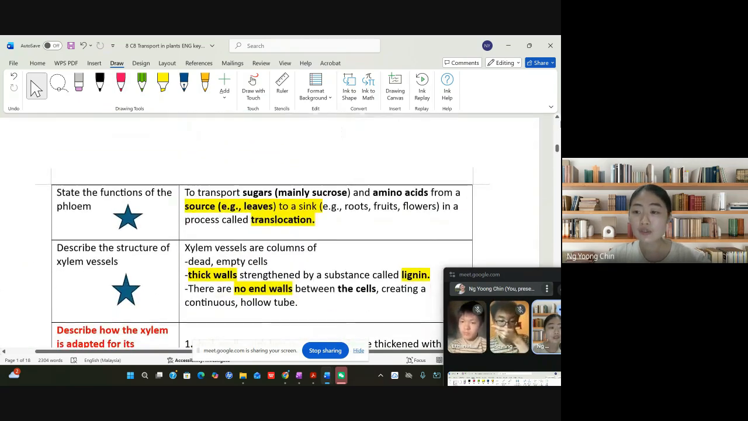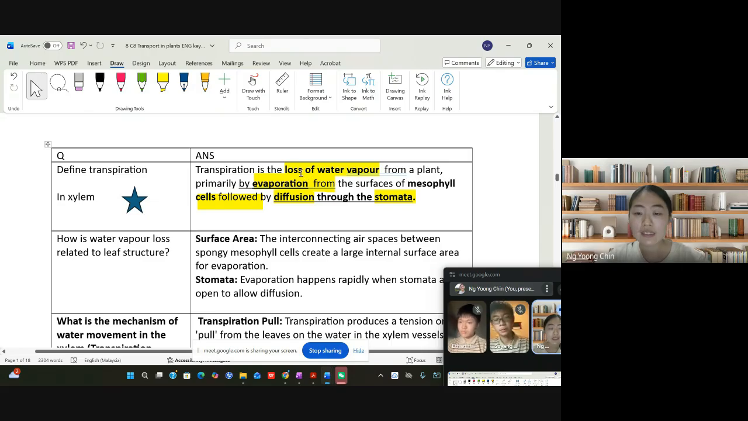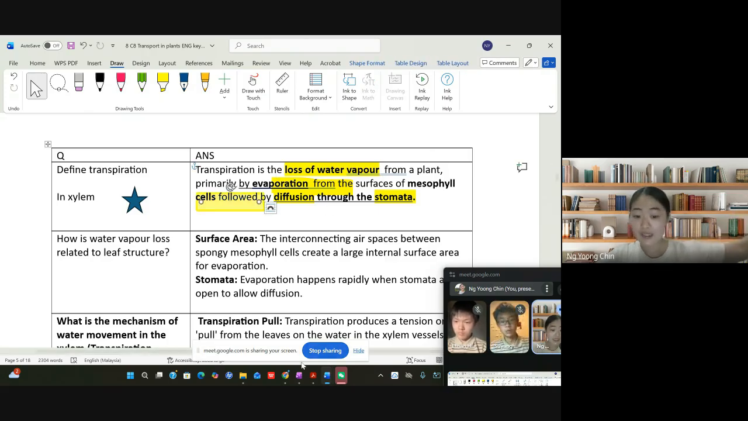So I think you should know about transpiration. It is just the loss of water vapor from the plant, because water vapor is found in the airspace. So where is water vapor produced from? Water vapor is produced from the evaporation from the surface of the mesophyll cell. Later the water vapors will diffuse out through the stomata to the outside.